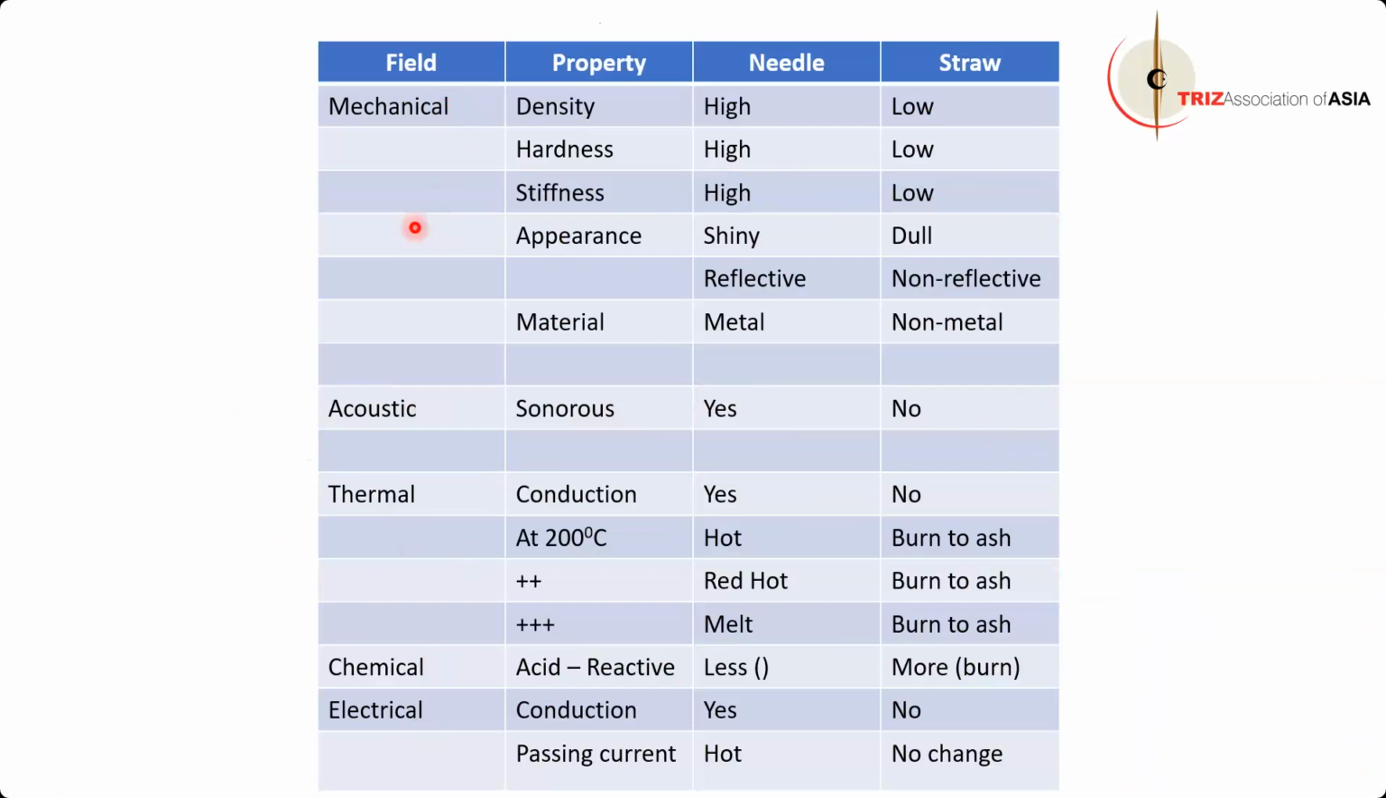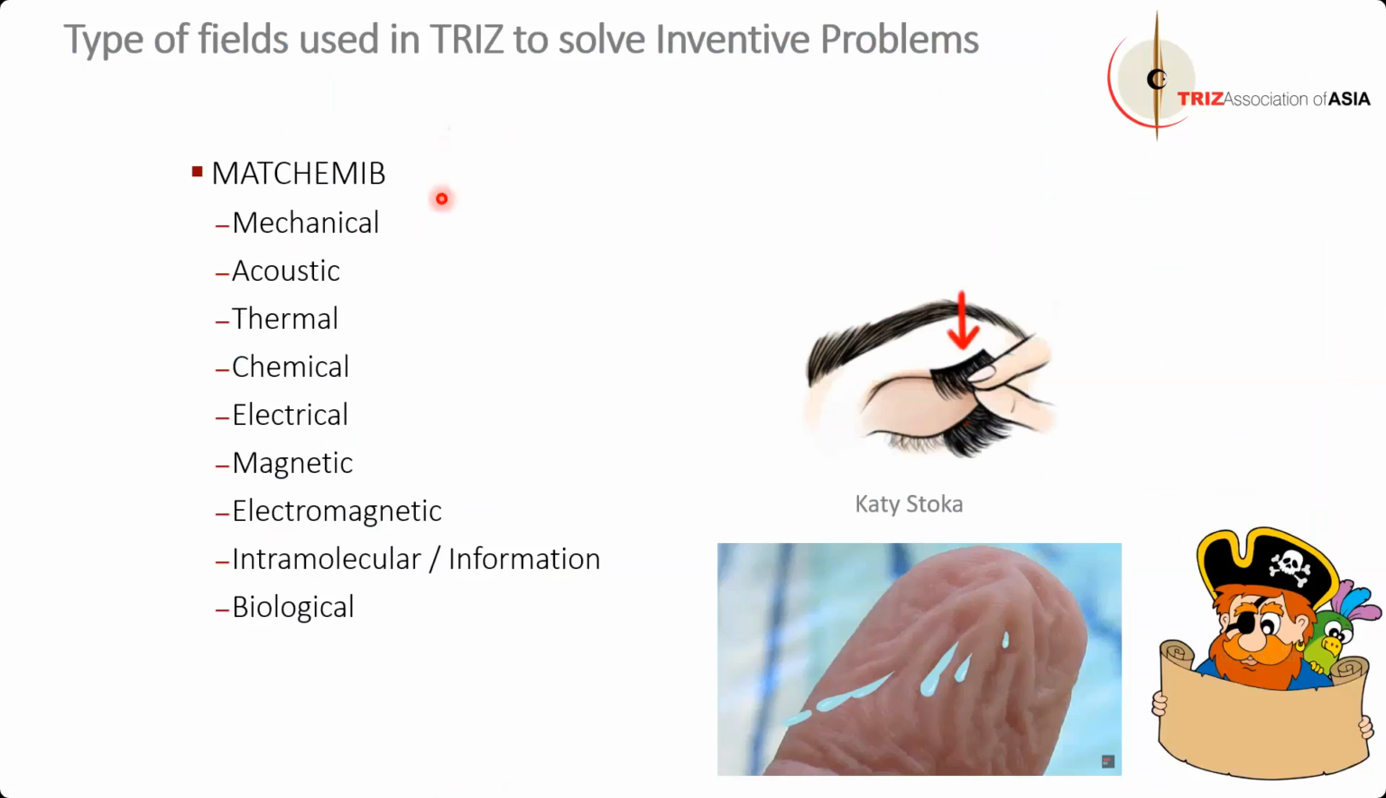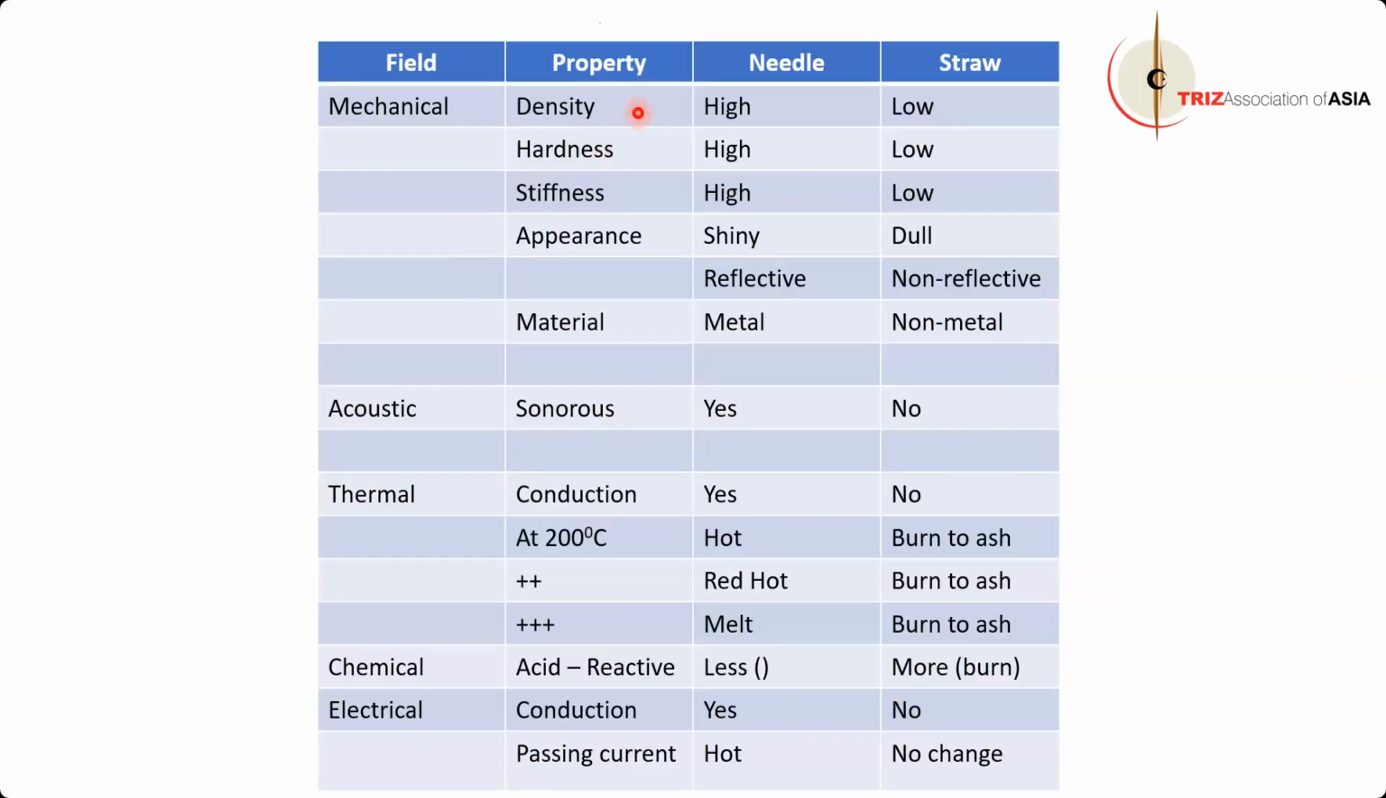Let's see with the first thing, mechanical. While we say mechanical, what are the properties of the mechanical field, in simple words? So density, hardness, stiffness, appearance, there may be more things also. Now let's take density. Density of the needle is high, density of the straw is low.